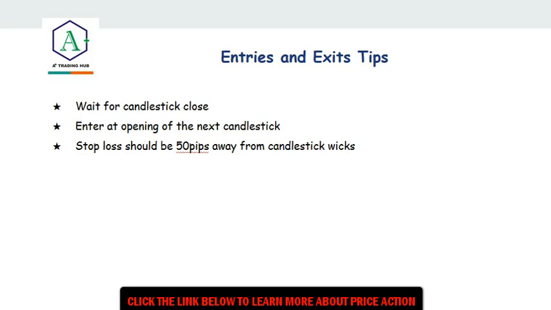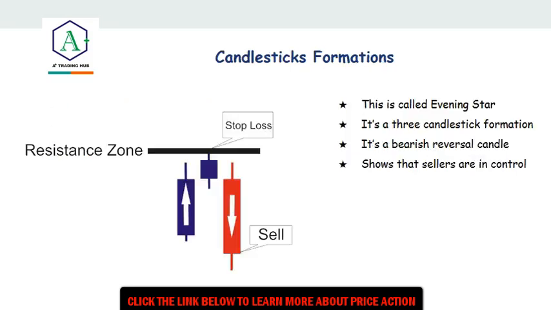So your stop loss should be at least 50 pips away from the candlestick wicks. Let's say you saw an evening star like this, you don't have to place your stop loss right here. You have to place it away, like 50 pips away from the signal candle, so in case price should reverse and want to test that particular level again before continuing to sell, you don't get stopped out. So you place it away from the signal candlestick formation.